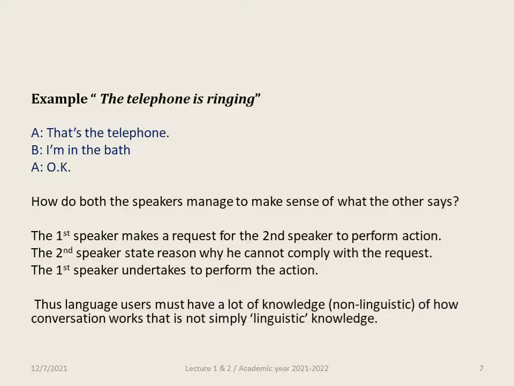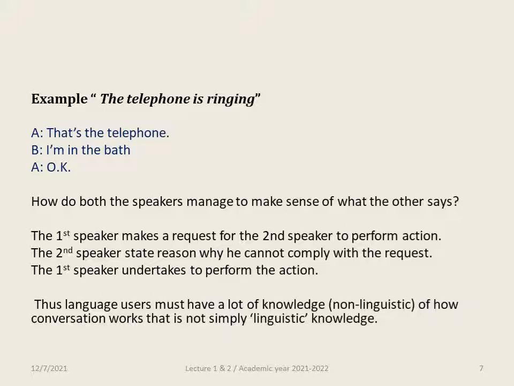Now the second person states a reason why he cannot comply with the request. He didn't say, "I cannot." He simply said, "I'm in the bath." It means I cannot perform the action, you go and do it. The first speaker undertakes to perform the action. Now, these are three simple sentences, but this is what we call in discourse analysis conversation analysis. We are now doing a conversation analysis. The first speaker makes a request for the second speaker to perform an action.